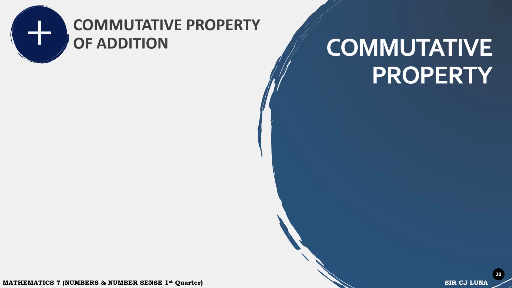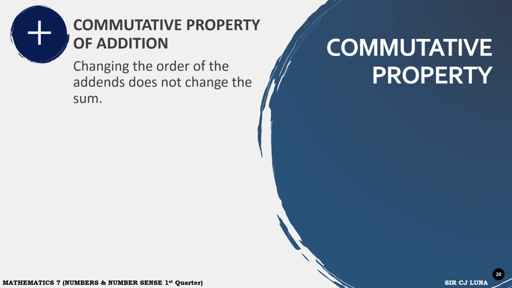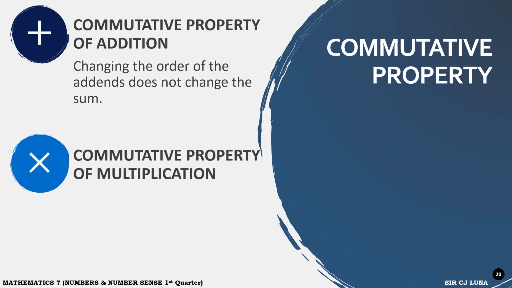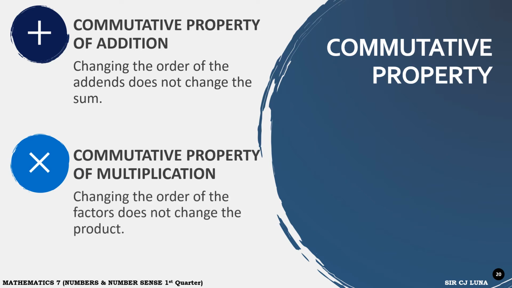Let's have a recap. Commutative property of addition: changing the order of the addends does not change the sum. Commutative property of multiplication: changing the order of the factors does not change the product.